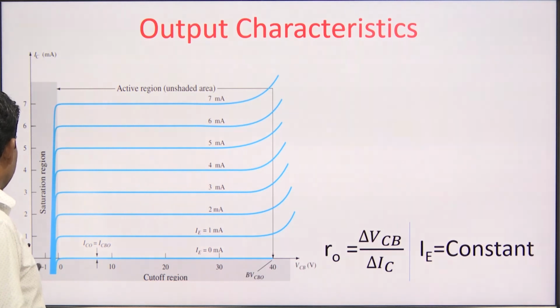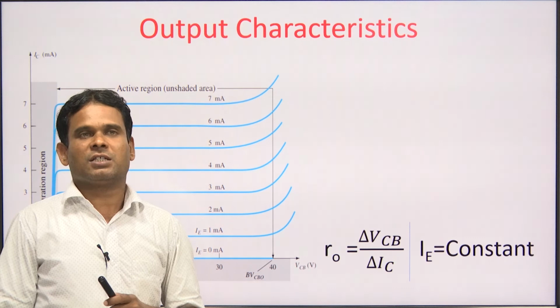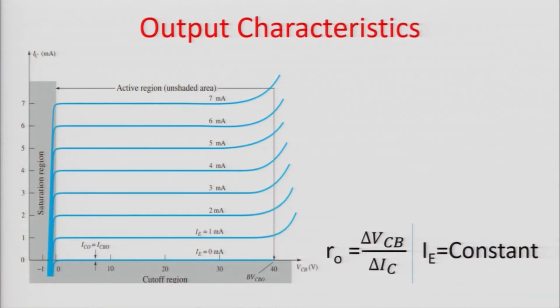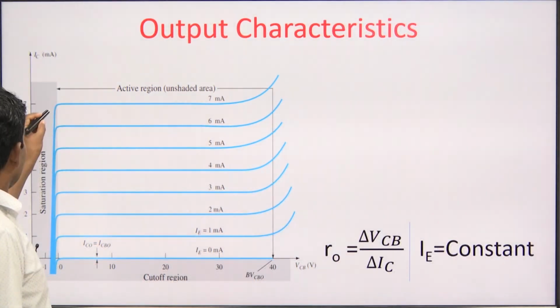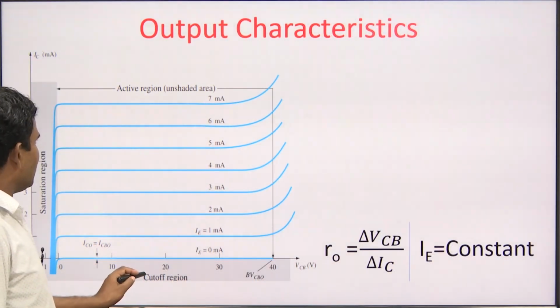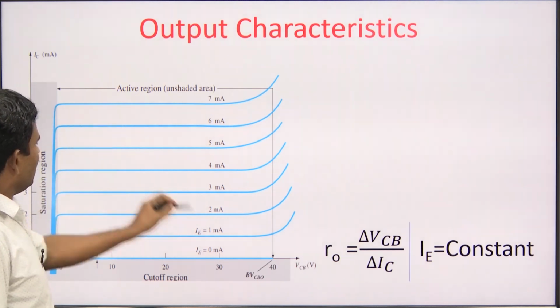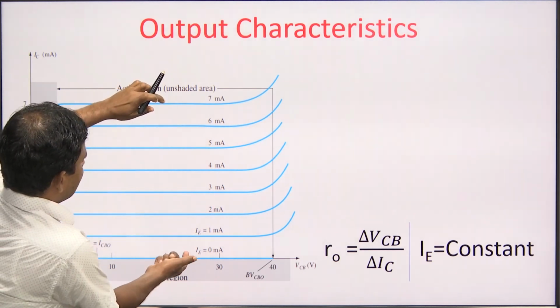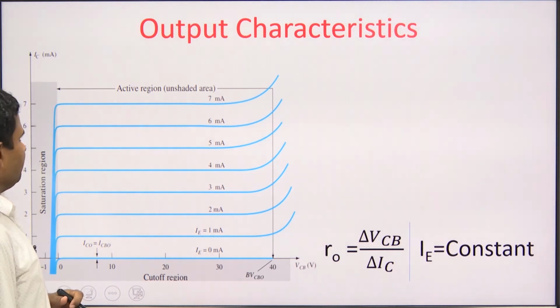And here at the left side, the VCB voltage is negative to represent the saturation region, because for the saturation region both the junctions must be in forward bias. So, to bring the collector base junction into forward bias, obviously we have to take the collector voltage negative. So, this region is called the saturation region, this region is called the cutoff region, and in between is called the active region.